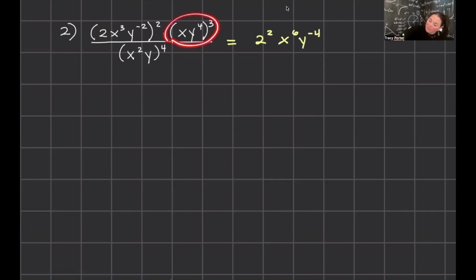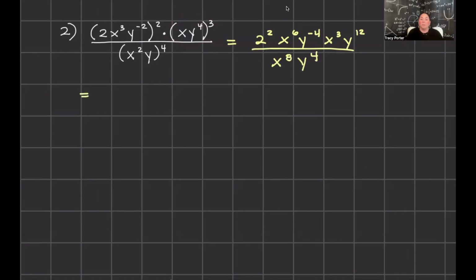And then moving on to this next piece, you're going to have x to the third, y to the 12th. And then on the bottom, we're going to have x to the 8th, y to the 4th. Okay, so there's a few steps put in together as one. So 2 squared we know is 4. And then I'm going to combine those x's in the numerator. So x to the 6th times x to the third is going to be x to the 9th. And then y to the negative 4 times y to the 12th. We can add those, so that's y to the 8th. And then you've got an x to the 8th, y to the 4th.